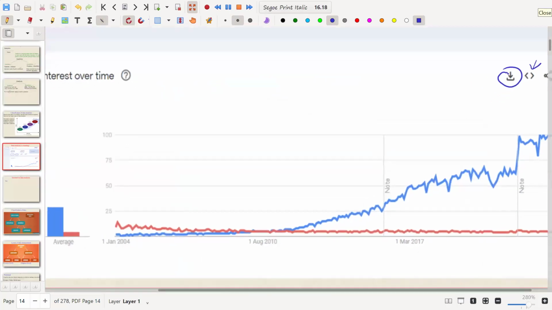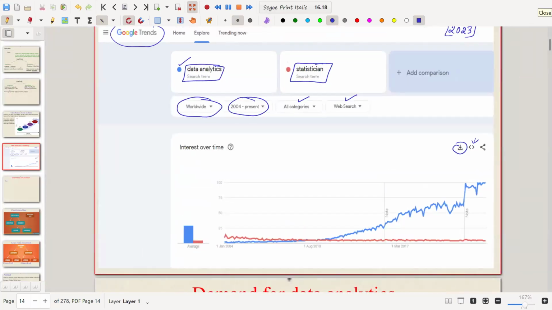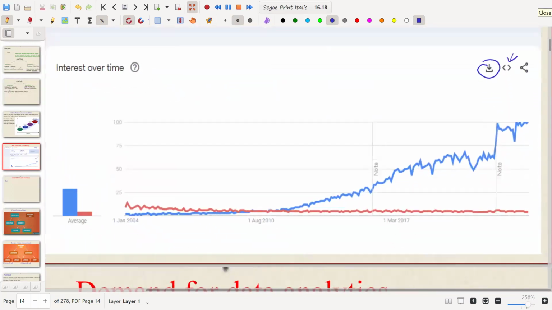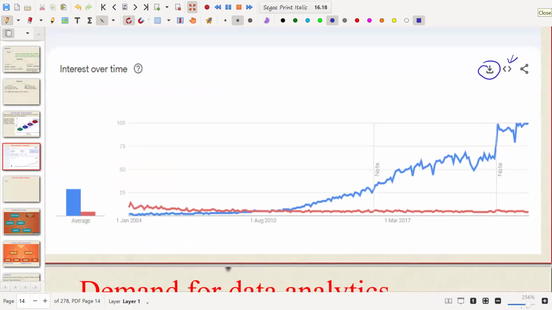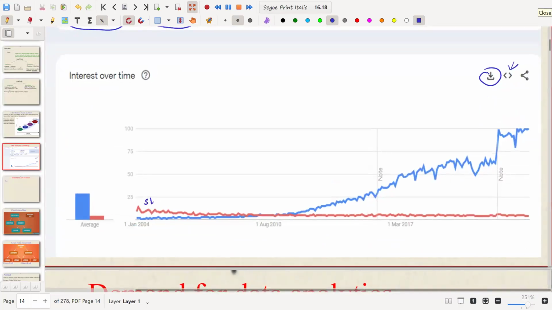So what it tells us: maybe the blue one is data analytics, the red one is statistician. Let us see what it tells here. You can see from January 2004, the statistician, the red one, was on the top, and the data analytics, the blue plot, was at the bottom. As time increased, around 2010, they competed fiercely, and after that the scenario changed. It is vice versa. Data analytics has risen above the statistician.